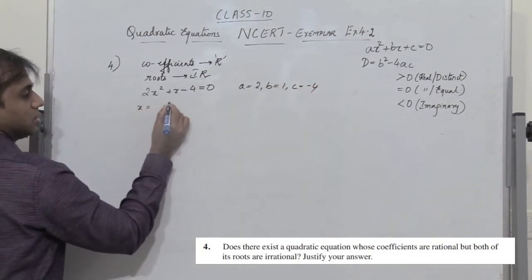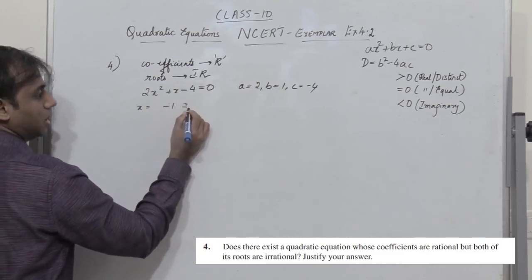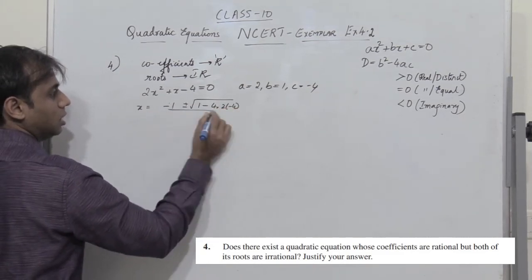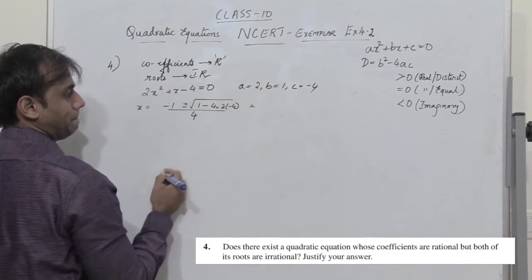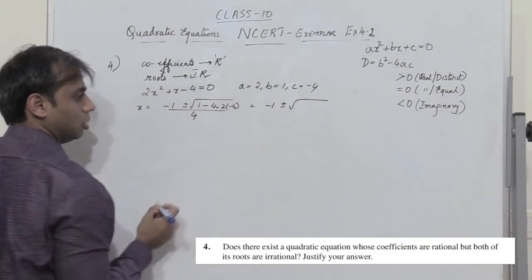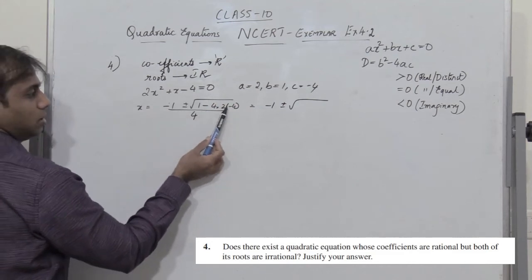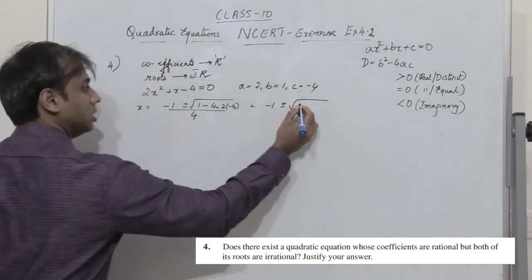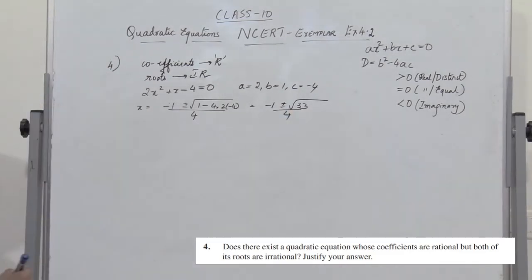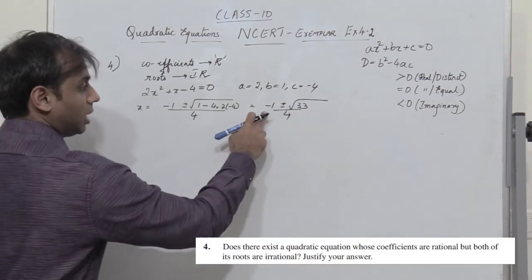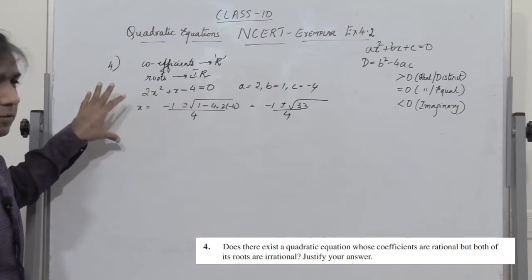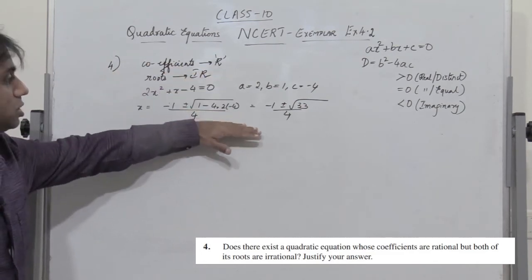So x equals minus b, right? Plus or minus root of b square minus 4 into 2 into c divided by 2a. So you have minus 1 plus or minus root of 1, so minus into minus is plus, 16 into 2 is 32 plus 1 is 33 by 4. Right? So here you have the roots minus 1 plus root 33 by 4 and minus 1 minus root 33 by 4. Right? So here we have a case where the coefficients are rational but the roots are irrational.